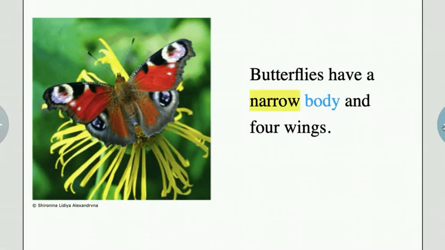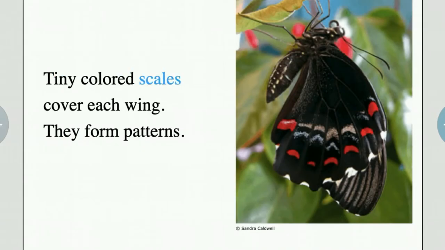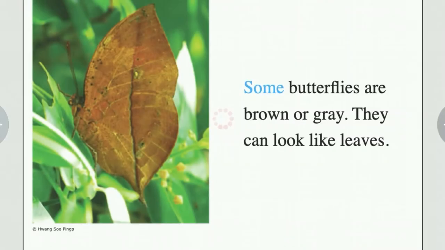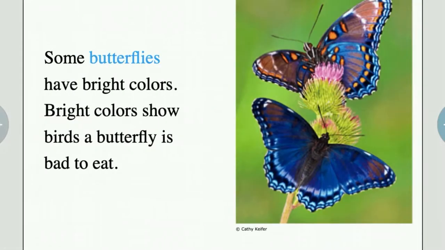Butterflies have a narrow body and 4 wings. Tiny colored scales cover each wing. They form patterns. Some butterflies are brown or gray. They can look like leaves. Some butterflies have bright colors. Bright colors show birds a butterfly is bad to eat.